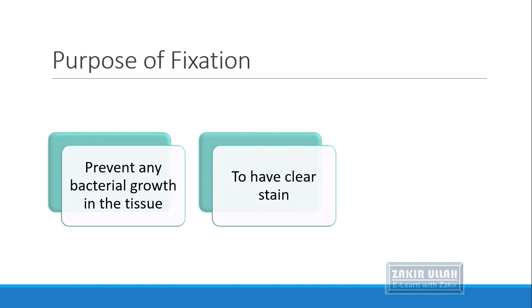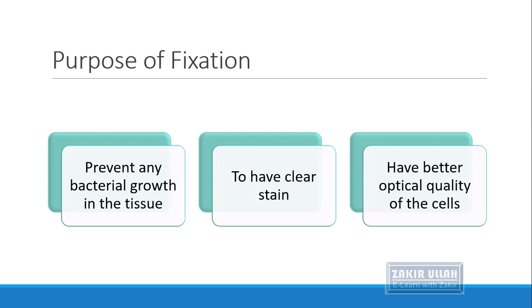And one purpose of fixation is to have clear and good staining. The fixative tends to maintain and to hold the stain which is given or applied to the tissues. And the last purpose of fixation is to have a better optical quality of the cells, so that during microscopy the cells look in good condition and they take a good dye, and the stain is in contact with the cells, and the cells have better optical qualities, so that when we see those cells in the microscope, they show us a good morphology of the inside, the boundaries and all the constituents of the cells.